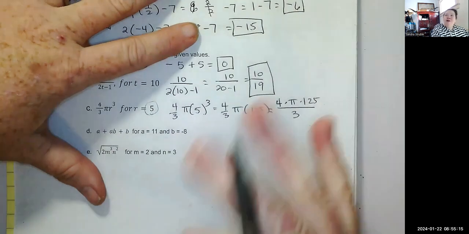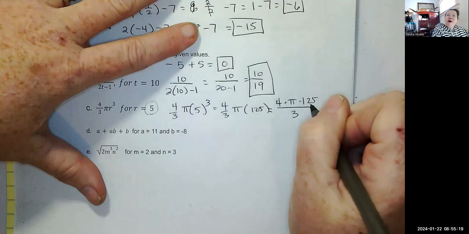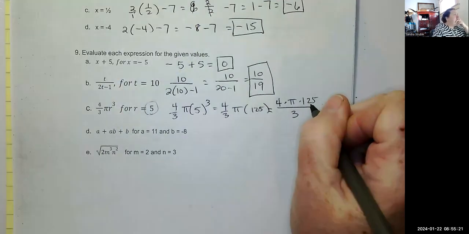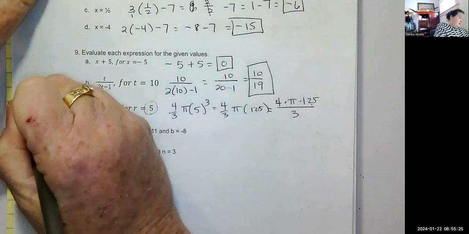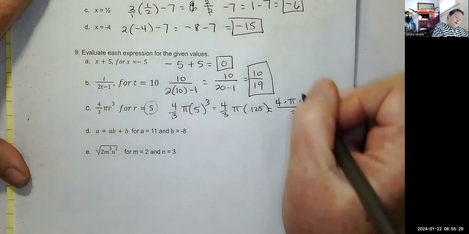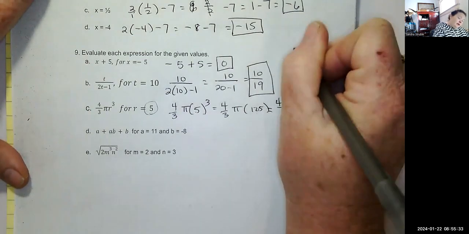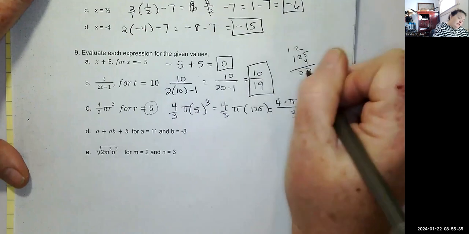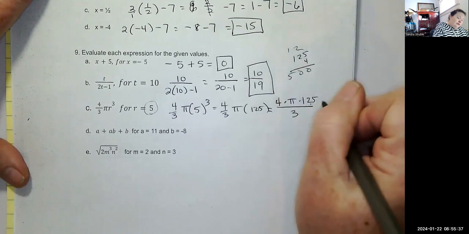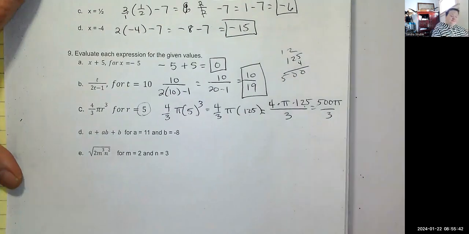So I'm already starting to think about what can I reduce. And I know 3 goes into 125, but nope, it doesn't, because 3 goes into 12 4 times. That leaves you a 5, and nope, it doesn't. So we're just going to multiply this out. 125 times 4, 8 and 10, 5. So that's 500 over 3. 500 pi over 3.